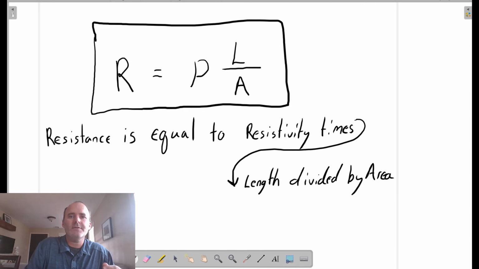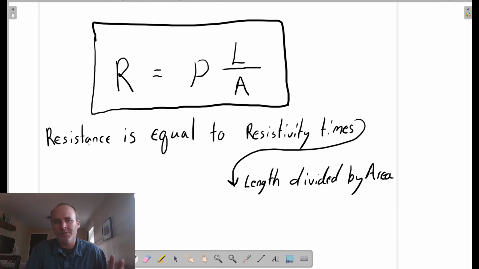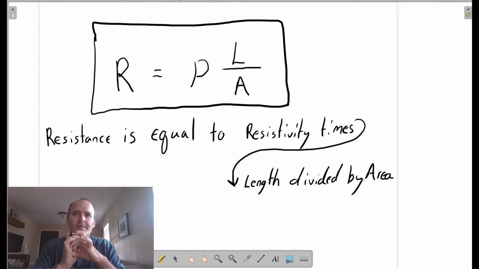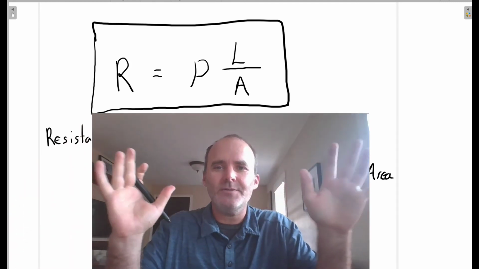To wrap it all up, I'll just read this out. We're reading this equation. It says resistance, the R, is equal to the resistivity, this rho right here, times the length, how long that wire is. And we're going to divide that by the area of the wire. So that area. Okay, that was a quick talk on resistance.